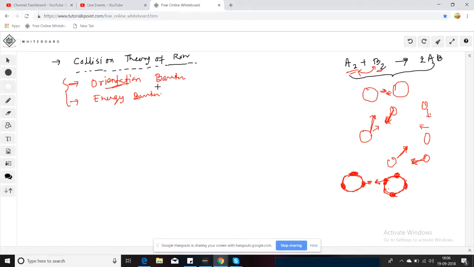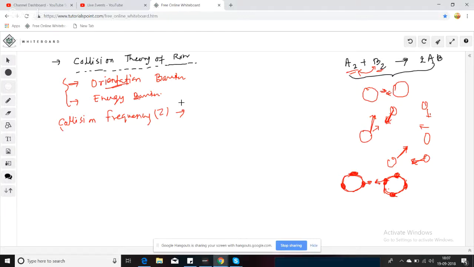Next line, you write down collision frequency, which we denote by Z. Write down the definition of collision frequency Z. It is the number of collisions that take place per second per unit volume of the reaction mixture.